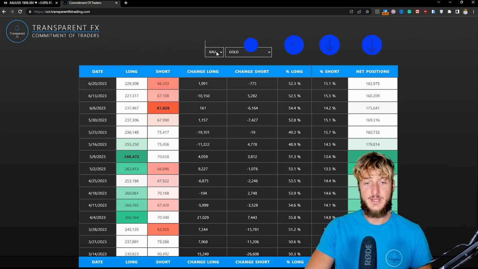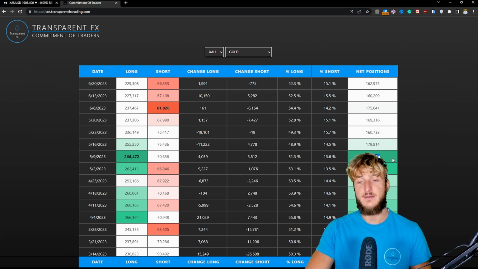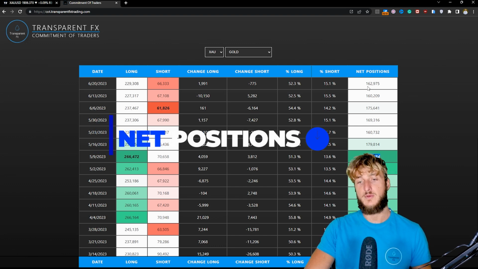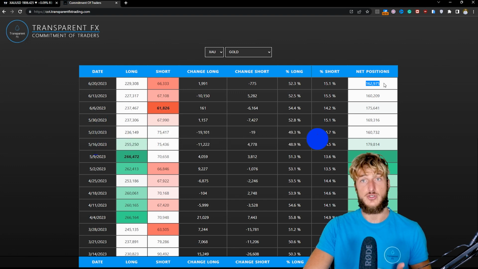Now, if we look at the data precisely for gold, what we can see is that with the last reports, we went from having 195k net positions, so a very high net positioning, all the way down to now having only 162k net positions. This shows how a massive amount of longs on gold are getting closed and shorts are getting added from an institutional perspective.